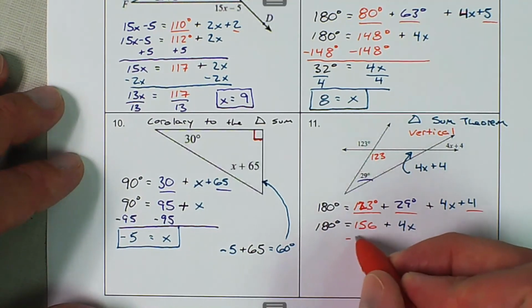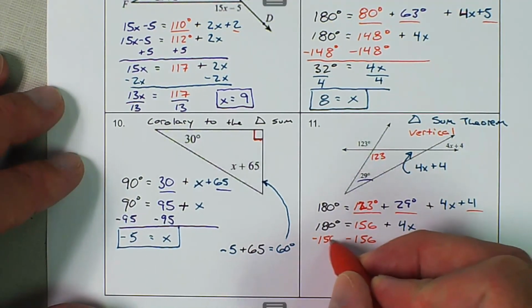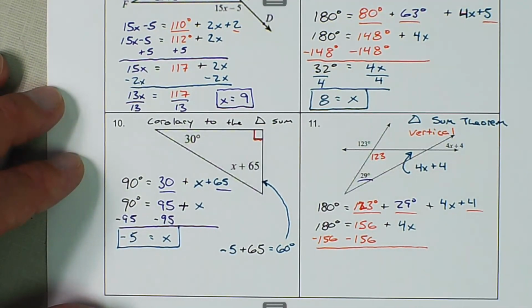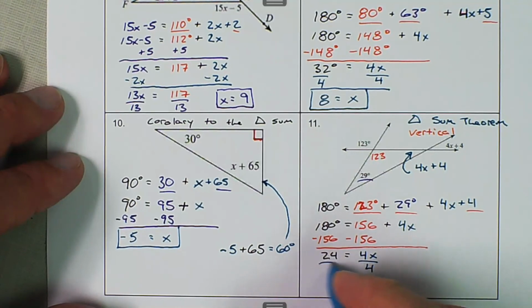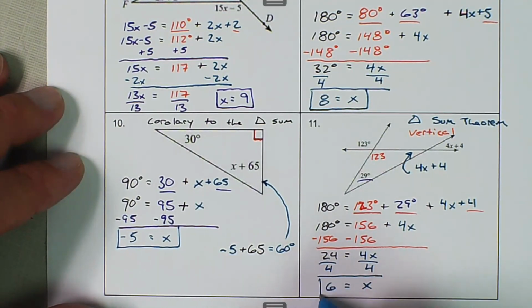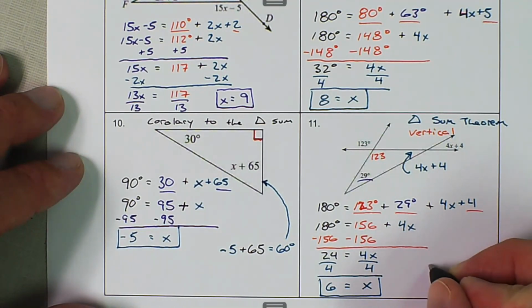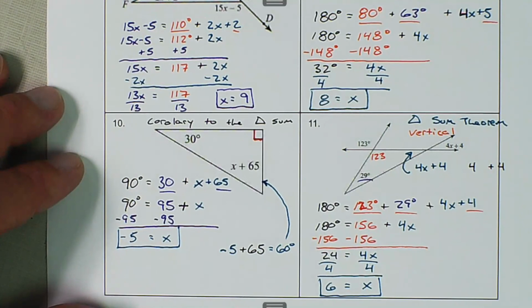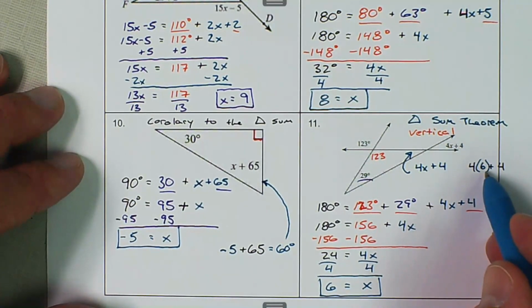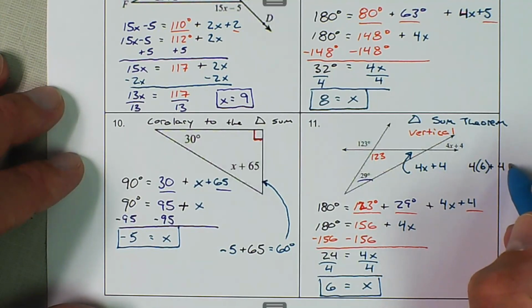We can subtract 156 from both sides of the equal sign, and we're left with 24 is equal to 4x. Then we can divide both sides by 4, and then we get x is equal to 6. And if we substitute that back in, so 4x plus 4, we multiply 4 by 6. So 4 times 6 is 24, plus 4, that's equal to 28.